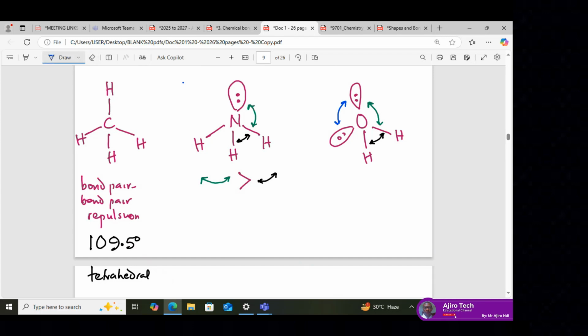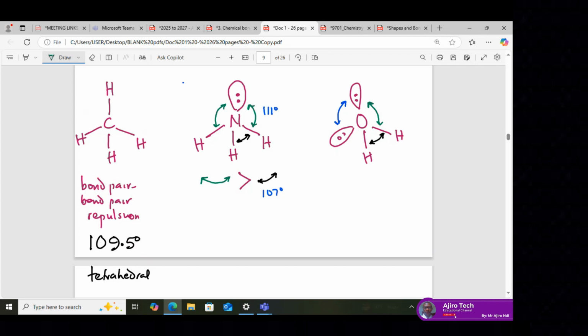So instead of 109.5 throughout, this one may now become 111, then this one may become maybe 107. Do you get the point now? It becomes smaller because there's a greater repulsion between the lone pair and bond pair. This one may also become 111. That's just an example. So if they ask you, why is the bond angle in ammonia lower than that of methane? What will be your answer?